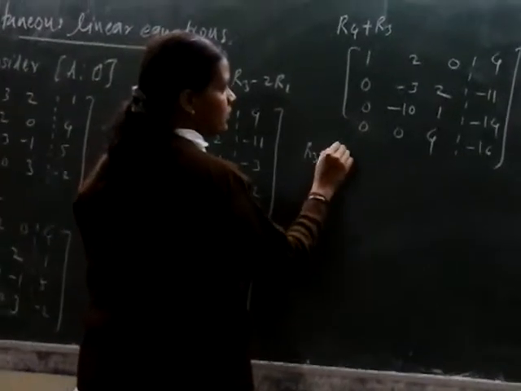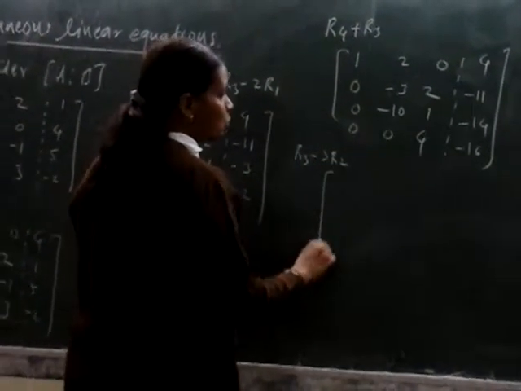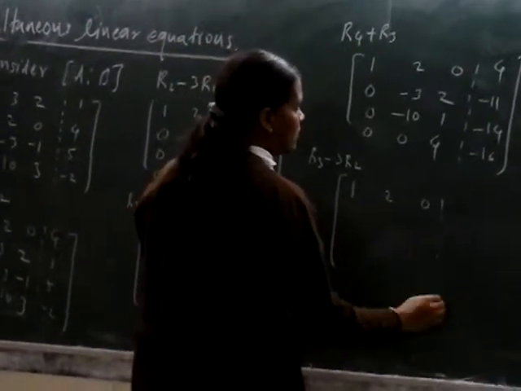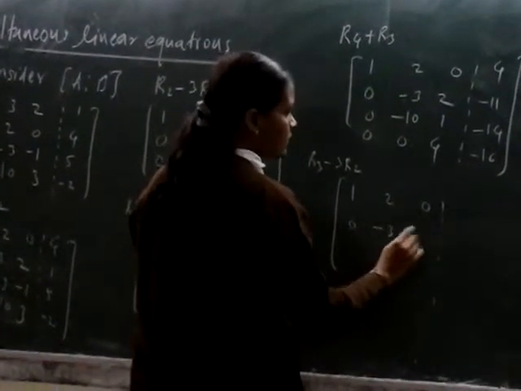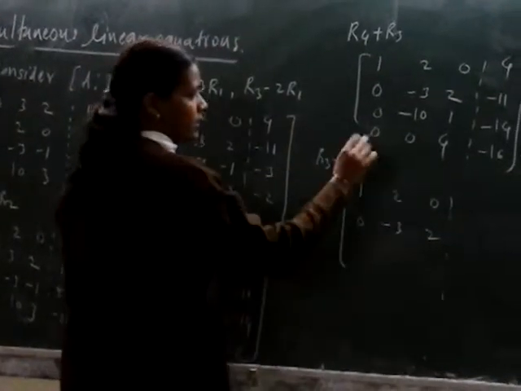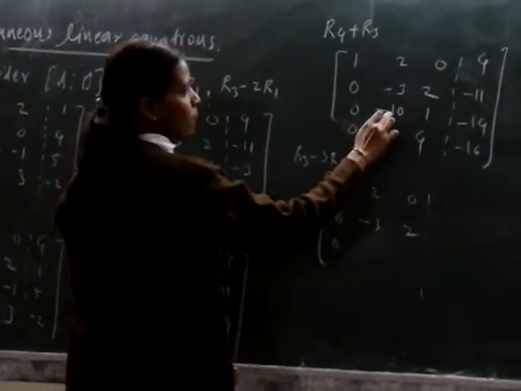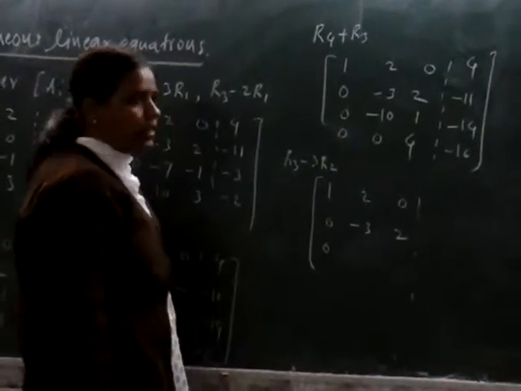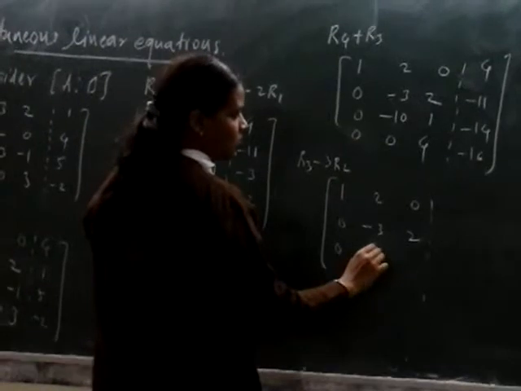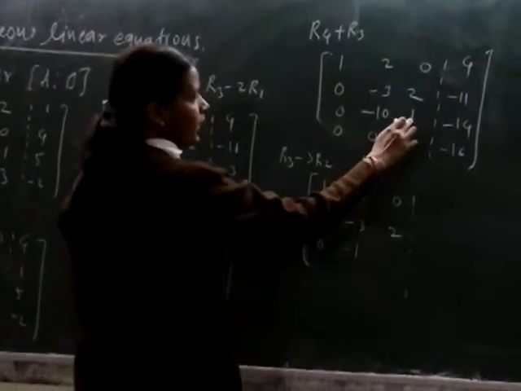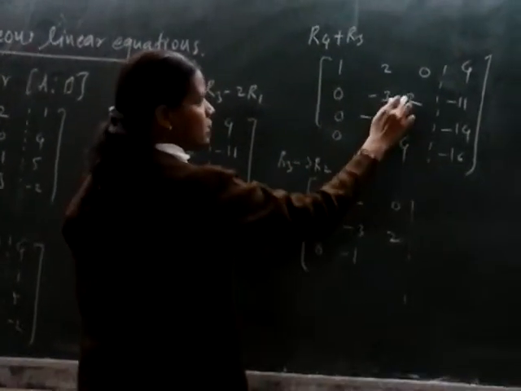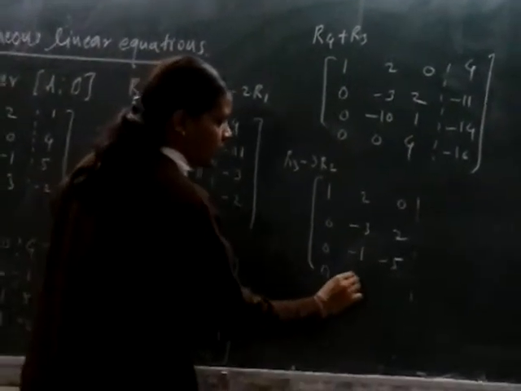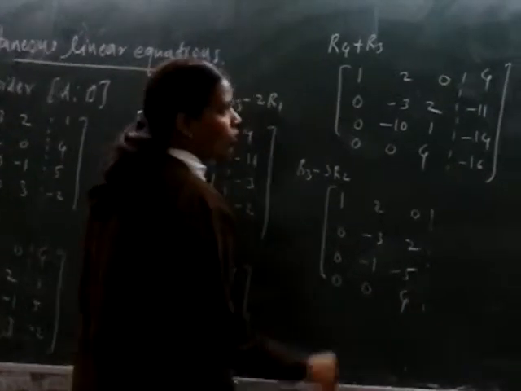R3 minus 3R2. So the operation is 1, 2, 0, 0, minus 3, 2. Next is here 0, minus 10 and that minus 3, minus 3 is 9, minus 10 plus 9 becomes minus 1. Next is 1 and minus 3 into minus 2, it becomes minus 5. Next is 0, 0, 4.